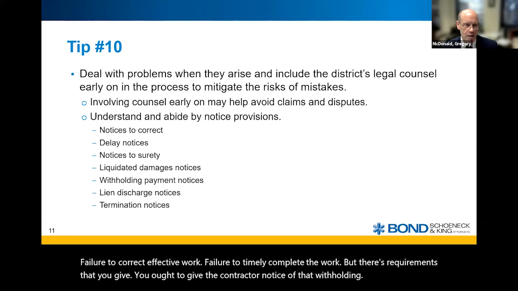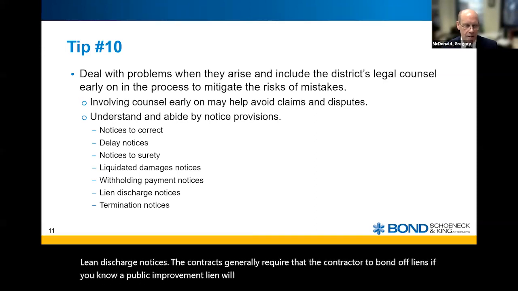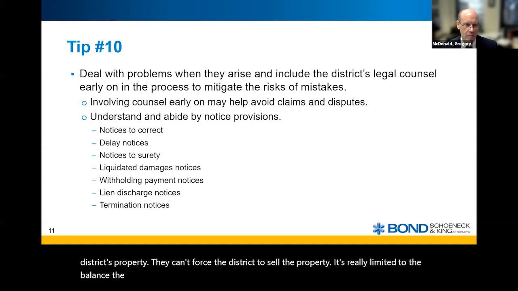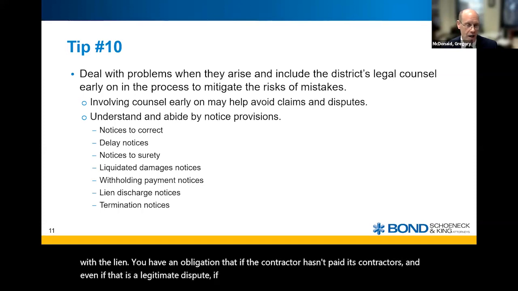Lien discharge notices. The contracts generally require the contractor to bond off liens. A public improvement lien will attach to the contract balance, it doesn't attach to the district's property. They can't force the district to sell the property. It's really limited to the contract balance when that lien was filed. But you don't want to have to deal with the lien. You have an obligation that if the contractor hasn't paid its contractors, and even if that is a legitimate dispute, if there's a lien filed, the contractor has to bond off that lien.